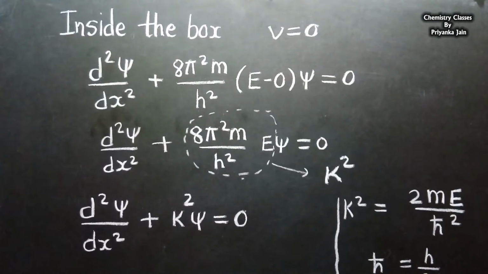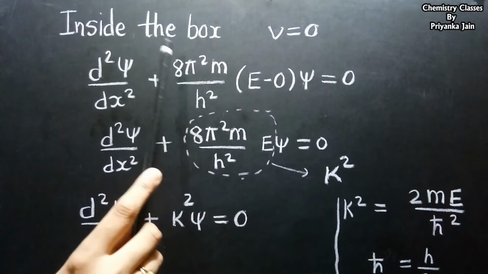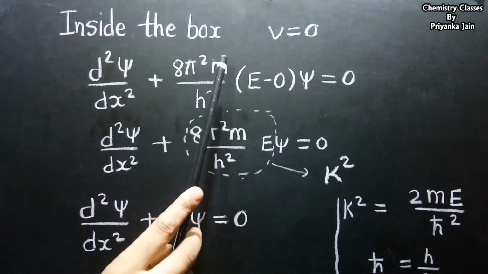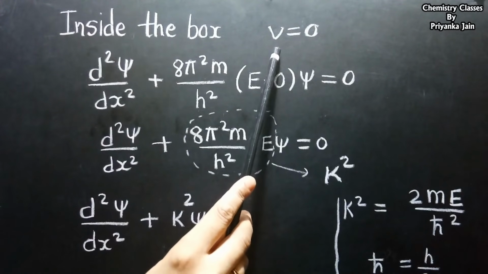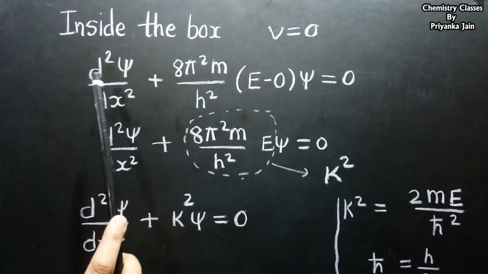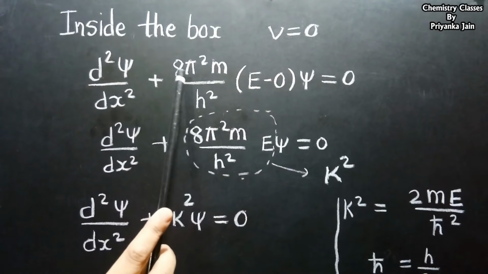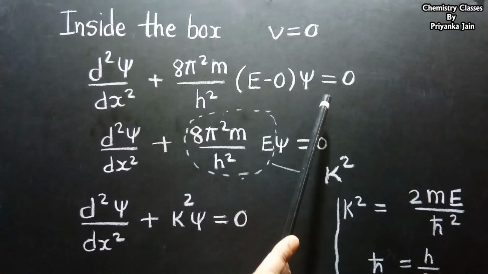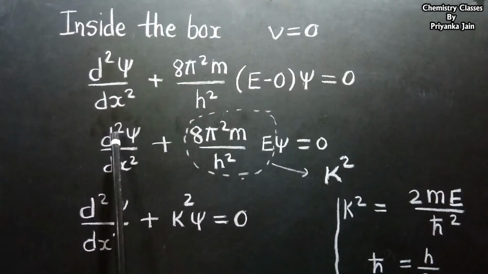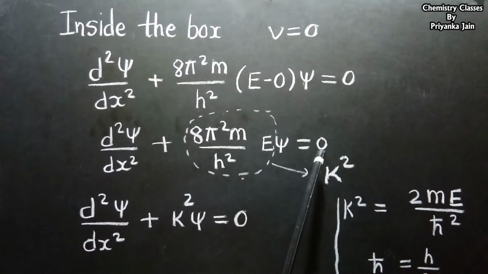So we take the other condition, that is when the particle is inside the box. When the particle is inside the box, its potential energy will be equal to 0. It means V will be equal to 0. So we will put this value in the equation, and the equation will take the form: d square psi upon dx square plus 8 pi square m upon h square (E minus 0) psi is equal to 0. So the equation will become d square psi upon dx square plus 8 pi square m upon h square E psi is equal to 0.